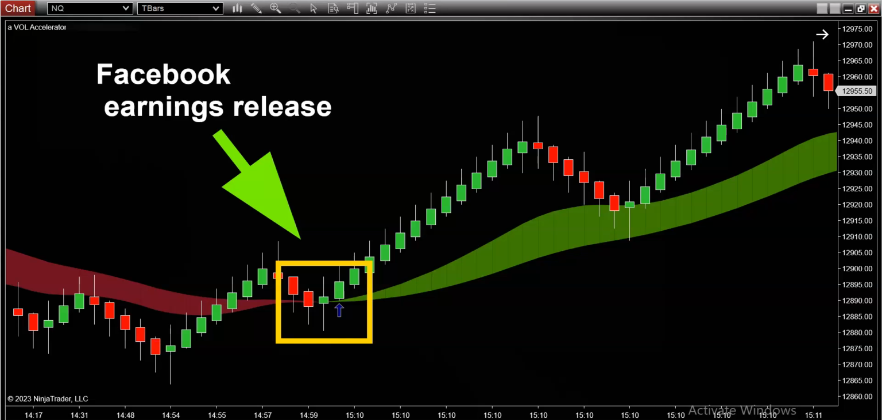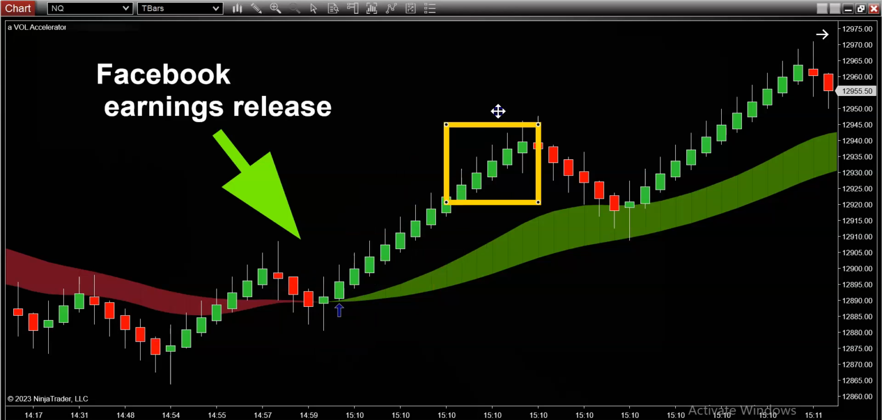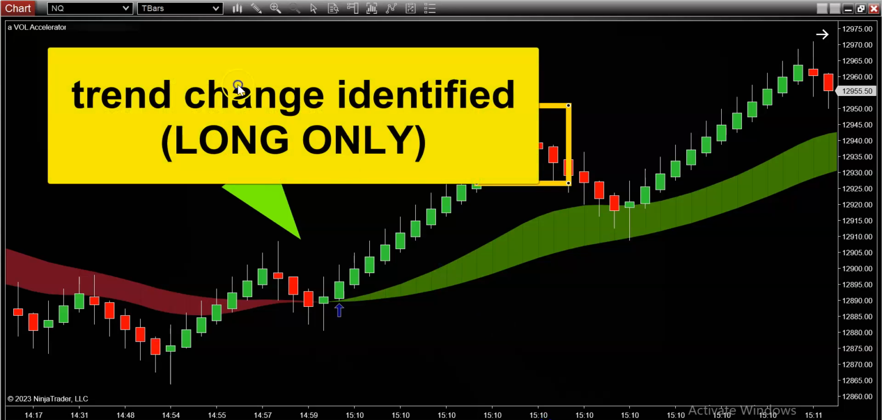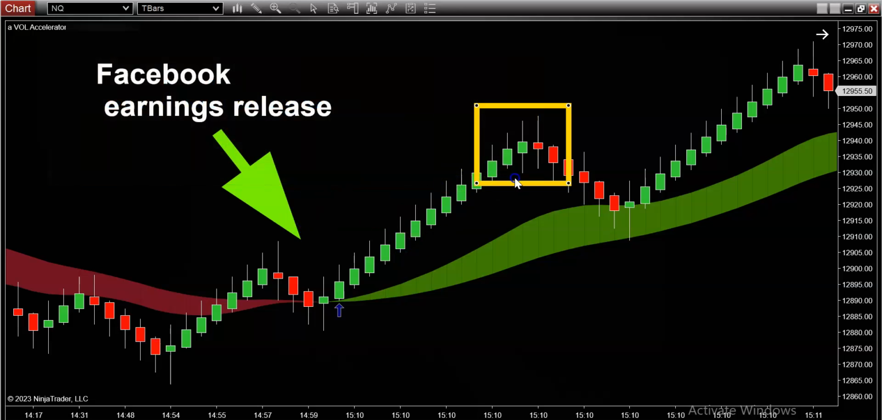So check this out. Let's get into the good stuff now. Facebook's earnings came out right here, about 10 minutes after the market close. And what you can see happen right after that is the volume indicator turned green and immediately just ripped for like 200 ticks straight up, in the blink of an eye. So right off the bat, this is your clue that Facebook's earnings were probably good. You don't even have to be watching Facebook. You can just get your clues from what the NASDAQ is doing, right?